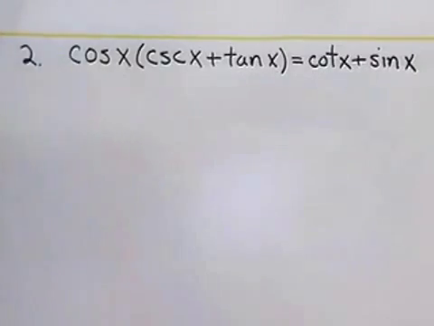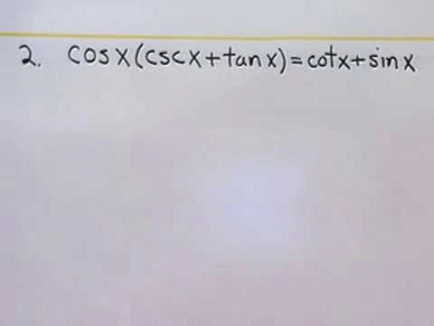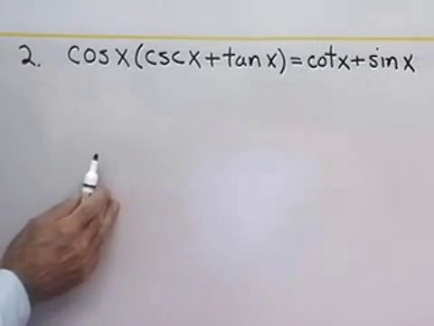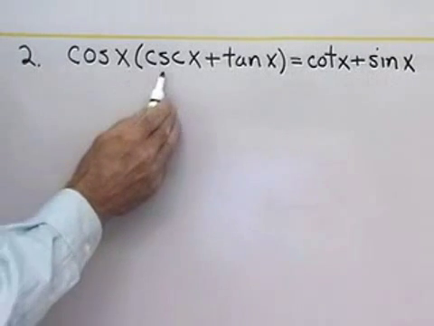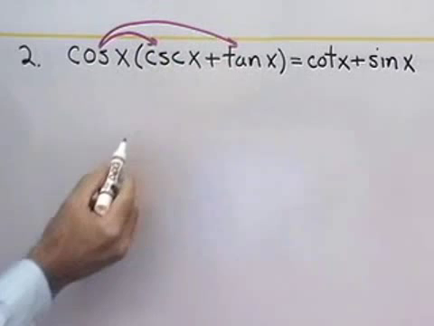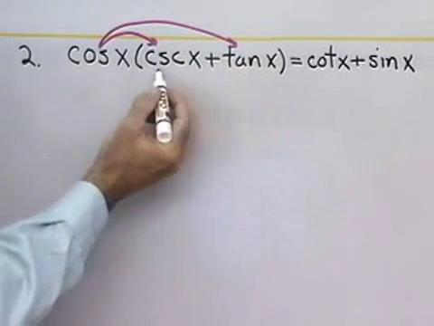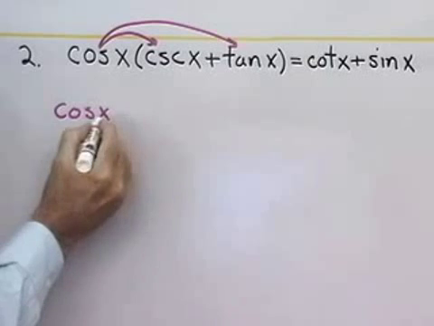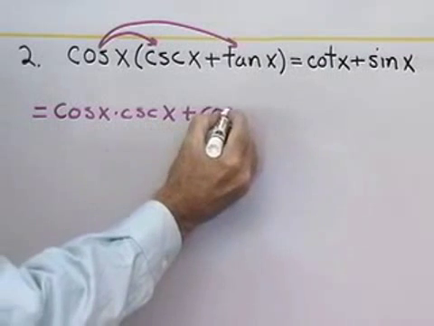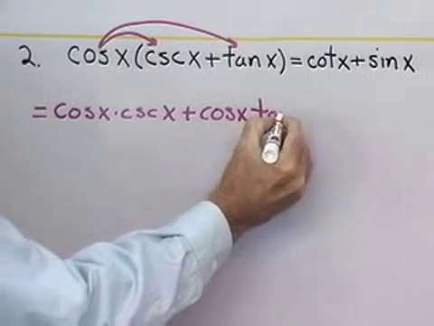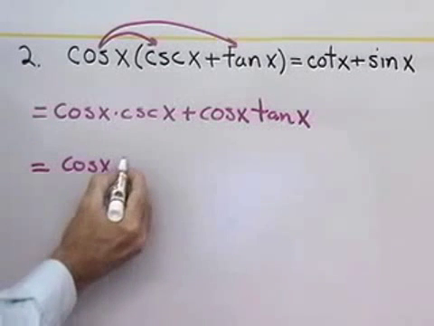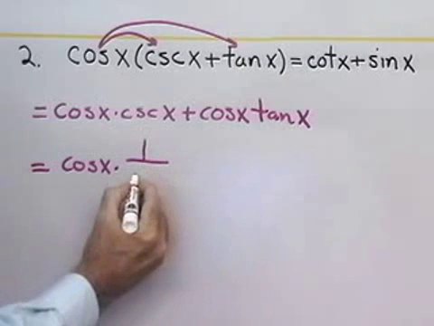Here's our next one. I want to show that cosine x times the quantity cosecant x plus tangent x is equal to cotangent x plus sine x. So I think I'll start on the more complicated side here, and I'm going to apply my distributive property and multiply cosine x times both of these terms. So when I do that, I'll have cosine x times cosecant x plus cosine x times tangent x. And let's see, cosecant is 1 over sine x.